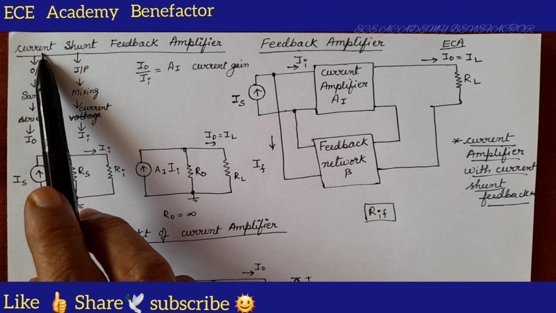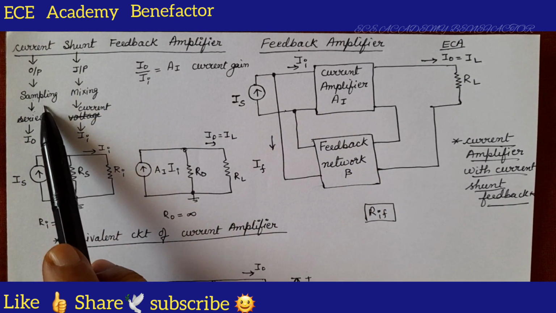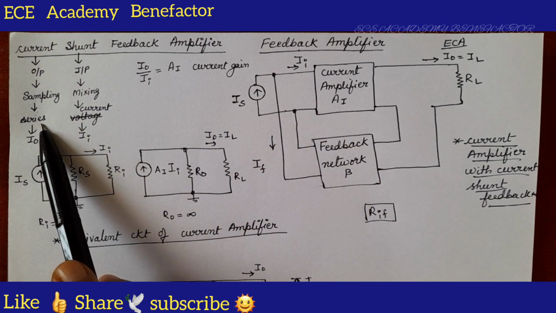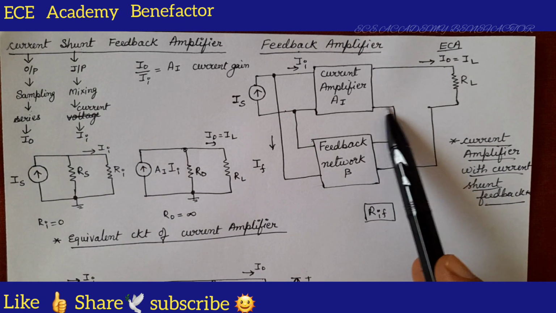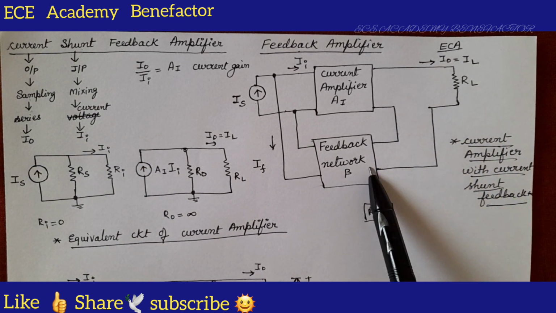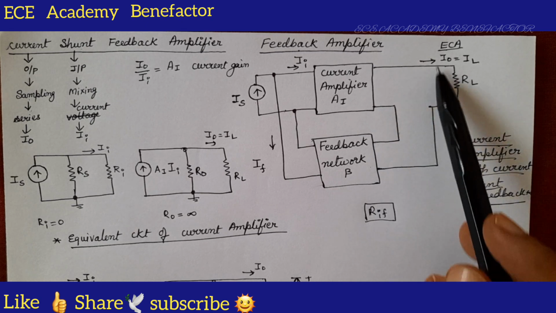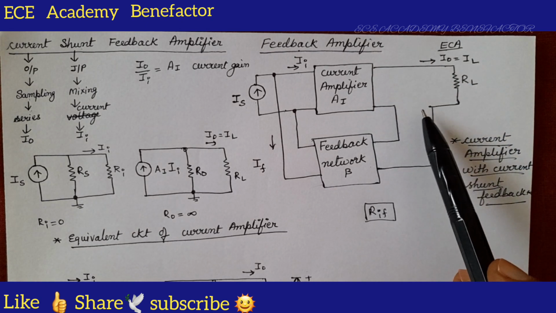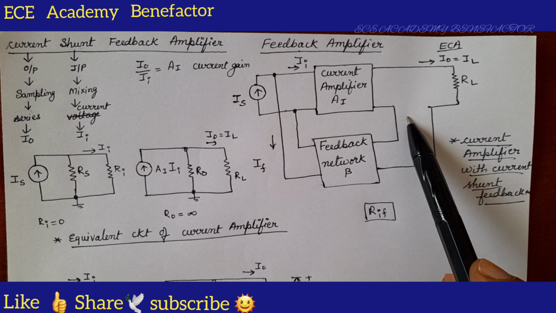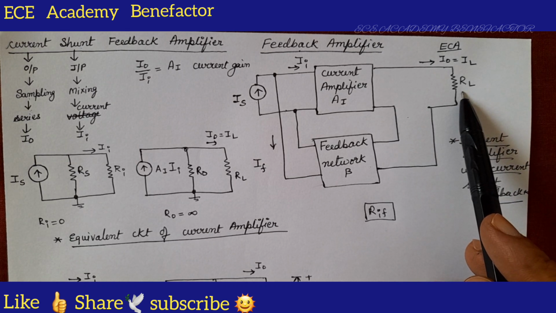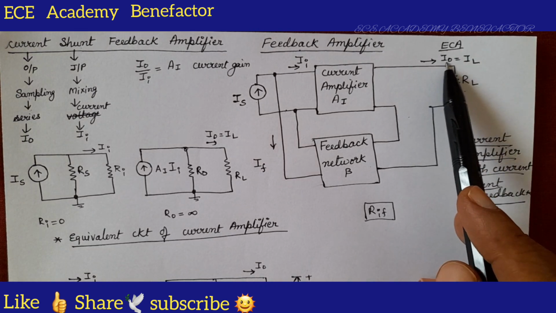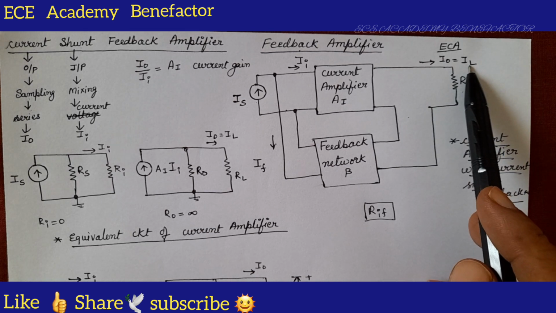Now, coming to the output, current sampling. For current sampling, what connections are done? Series connection. The feedback network is connected in series at the output side. If series connections are there, what parameter is sampled here? Current is sampled and a load resistor RL is connected. Output current I0 is equal to IL.